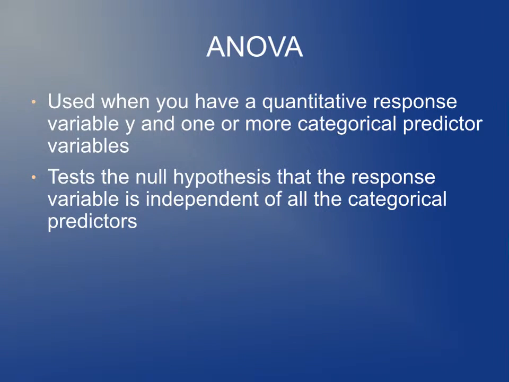The final method that we considered was analysis of variance, or ANOVA, which is used when you have a quantitative response variable y and one or more categorical predictor variables, typically with 3 or more categories. If they have 2 categories, you can use ANOVA, but a t-test is more common in that case. But if there are 3 or more, then you'll need to use ANOVA. And it tests the null hypothesis that the response variable is independent of the categorical predictors.